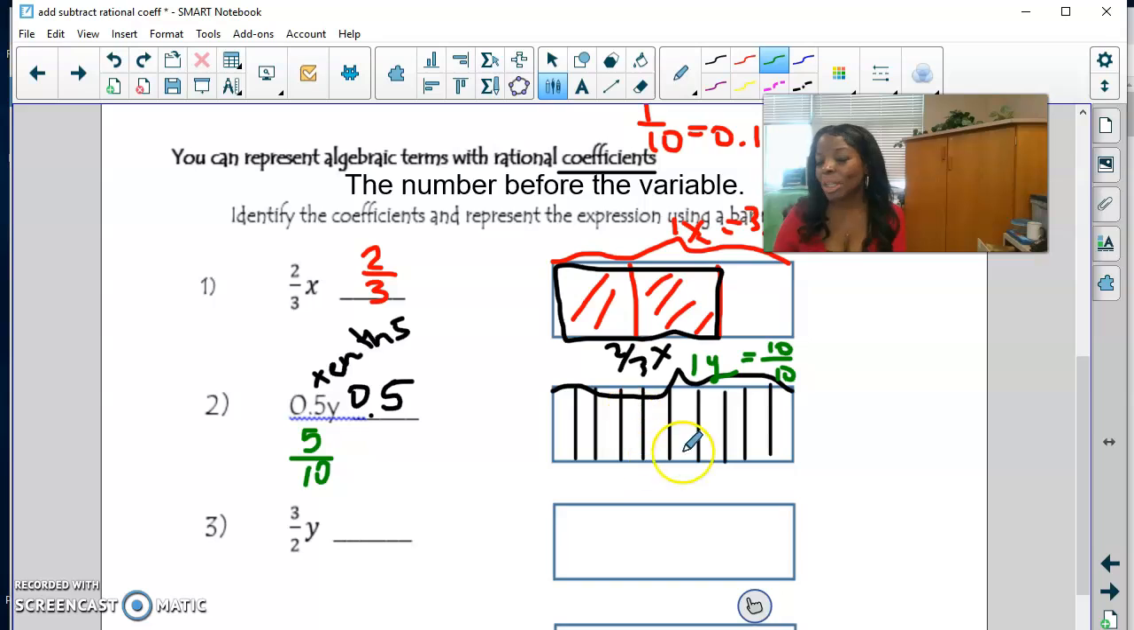So the lines aren't drawn on your paper. I did this already. So 1, 2, 3, 4, 5. So we want 5/10 of y. The entire bar is y. We are only dealing with 5/10 of y. Okay.